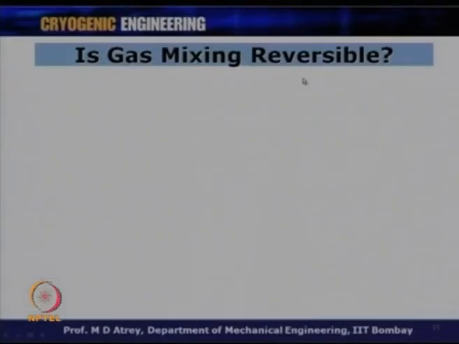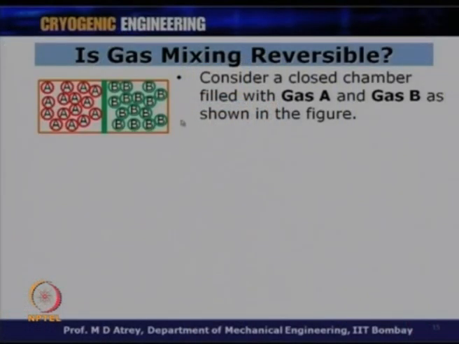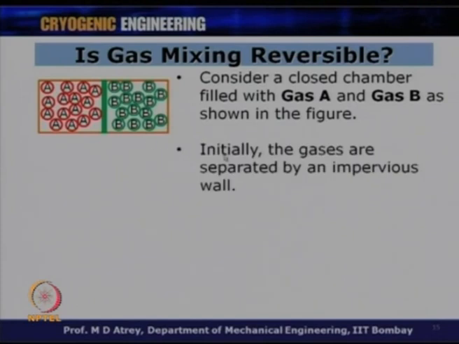Let us understand, is gas mixing a reversible process? What do I mean by that? That means if I mix the gases, can I unmix them? Is this process a reversible process? So, consider a closed chamber filled with gas A and gas B as shown here, and initially the gases are separated by an impervious wall. That means A is here and B is here, and the impervious wall will not allow A and B to pass through. They are separate entities in this chamber.